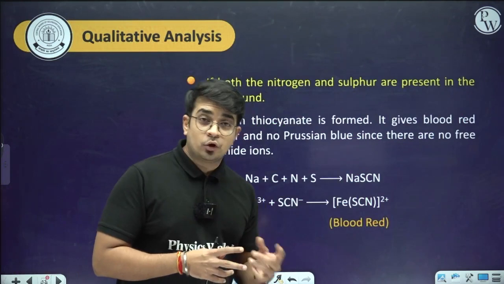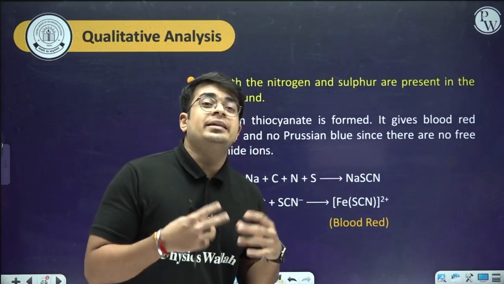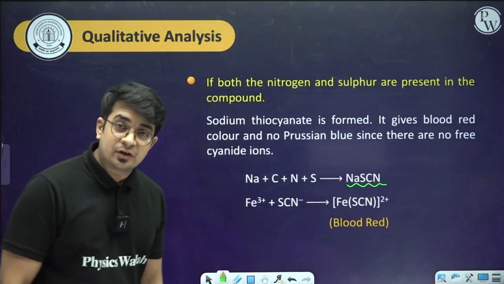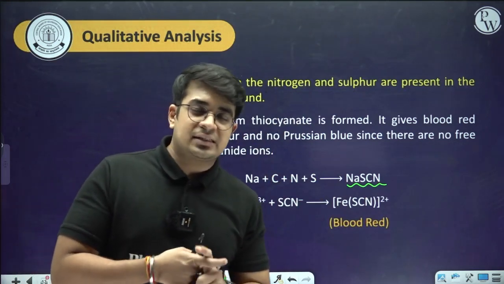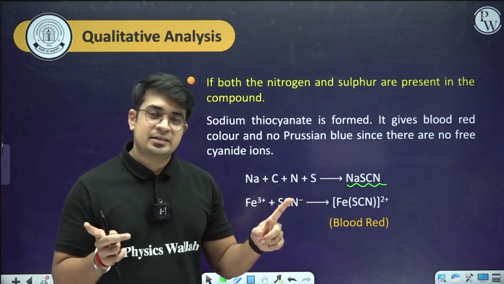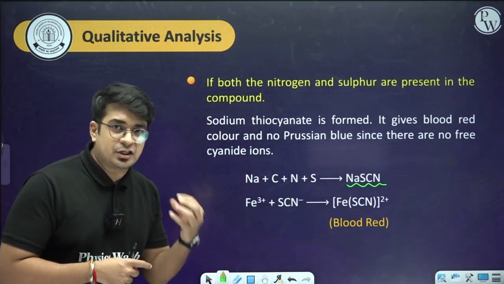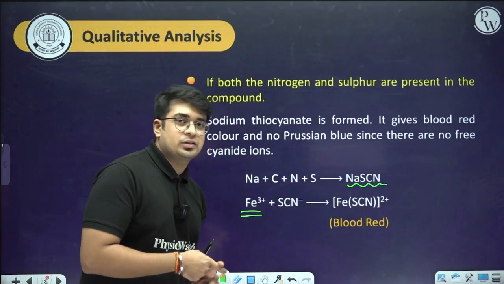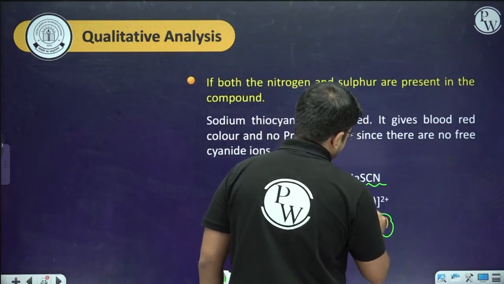There might be a chance that both nitrogen and sulfur are present in the organic compound. So eventually, if you heat the entire part, they are going to be converted into SCN-, thiocyanate. Now, either you can check the presence of the direct part, which is SCN-, or you can detect the presence of nitrogen in a separate vessel and sulfur in a separate vessel. First of all, if you combine the entire part, you just have to add a freshly prepared solution of Fe3+. If this Fe3+ combines with the thiocyanate, it's going to produce a blood red coloration, which talks about the presence of SCN- only.